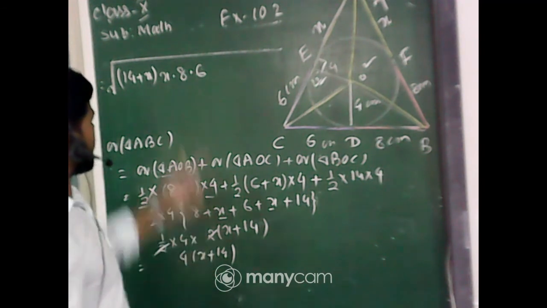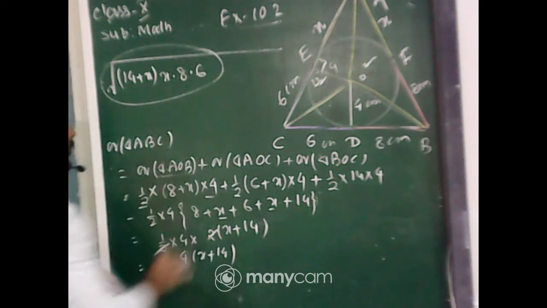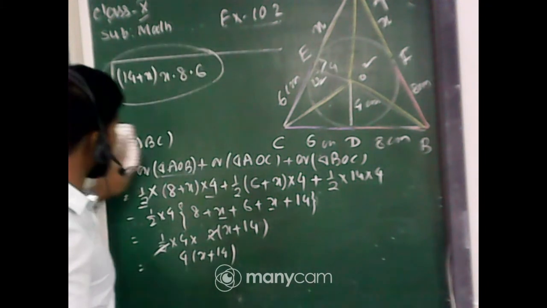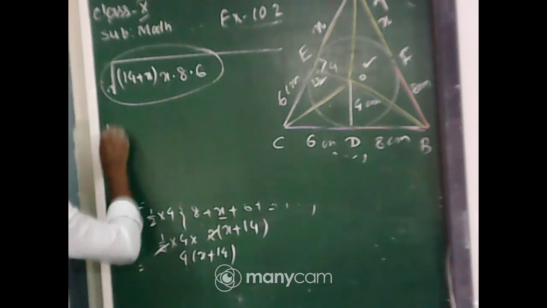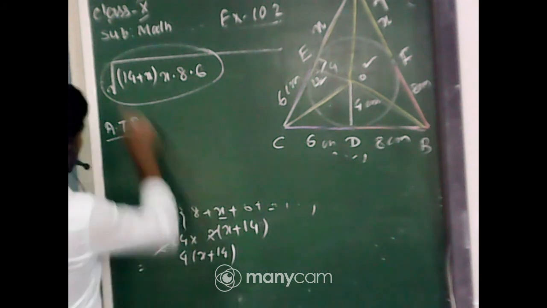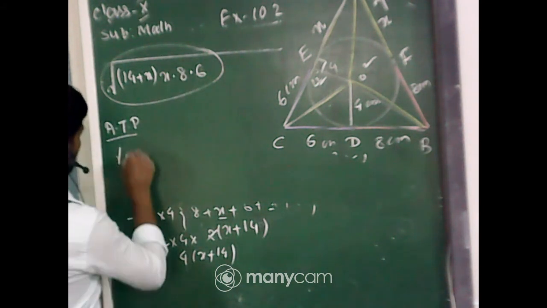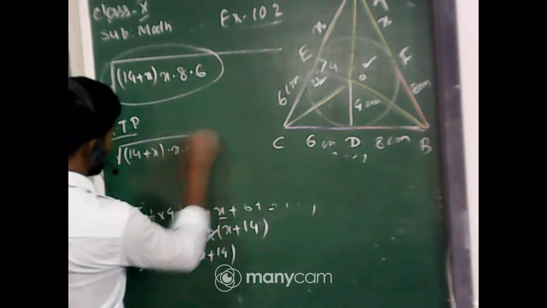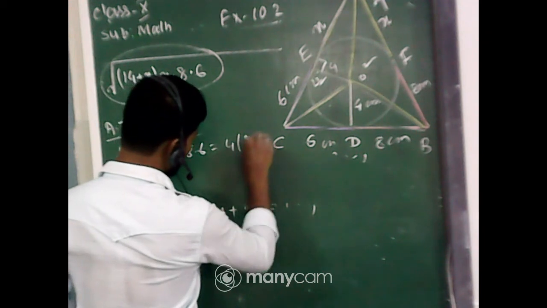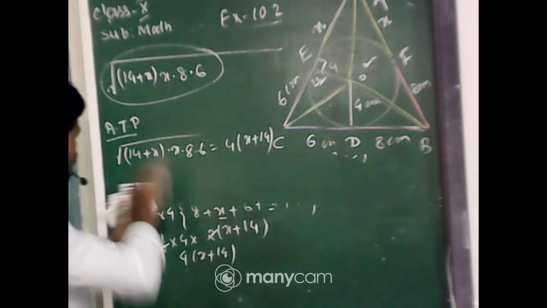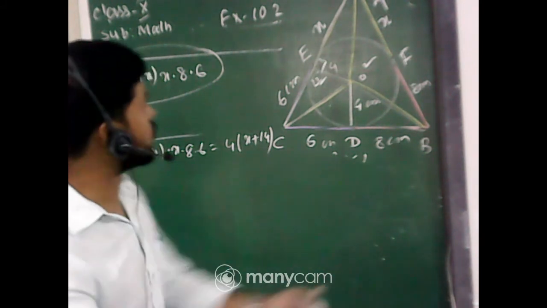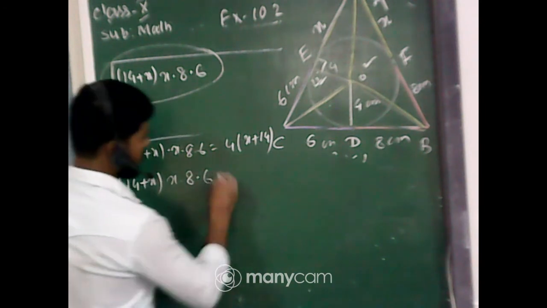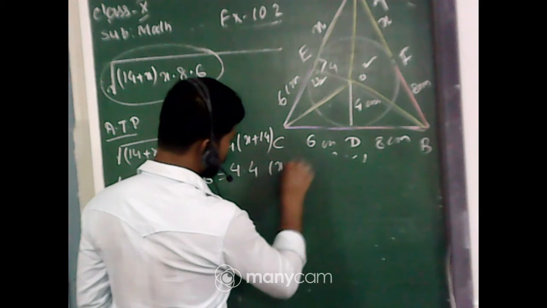Now look, this is the area of the triangle and this is also the area of the same triangle. So can't you equate these two terms? Because both give the area of the same triangle. So if I equate, we can write according to the problem, under root of 14 plus x into 8 into 6 is equal to 4 into x plus 14. Okay, now we have to solve this equation to find the value of x. So first, squaring both sides, we have 14 plus x into 8 into 6 is equal to 4 into 4 into x plus 14 whole square.